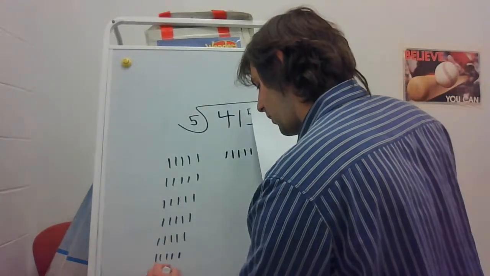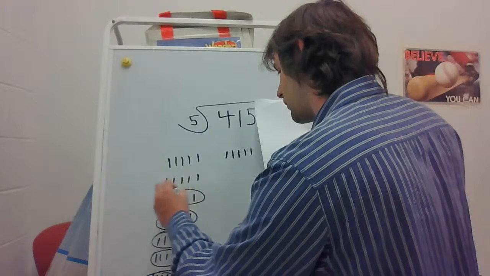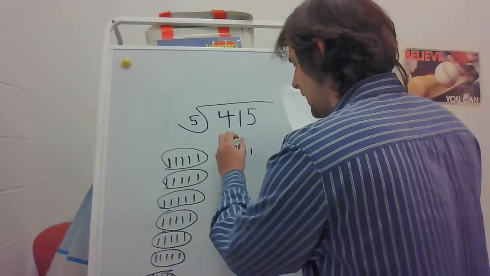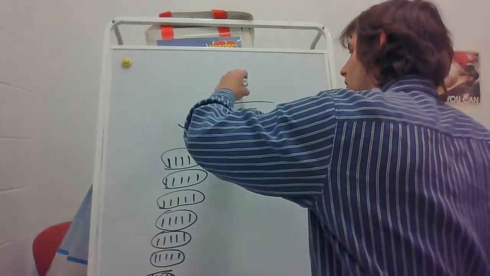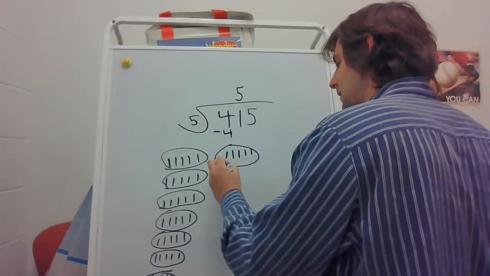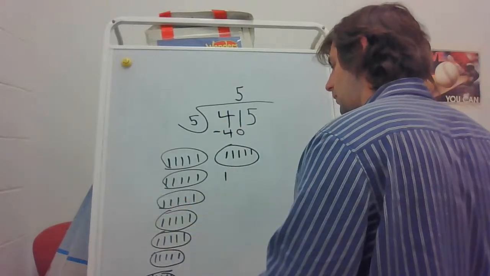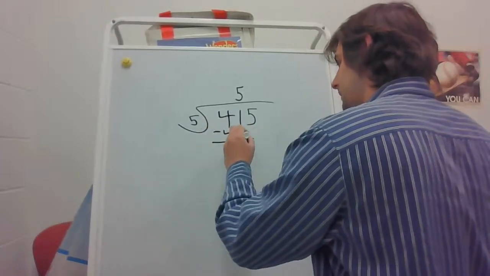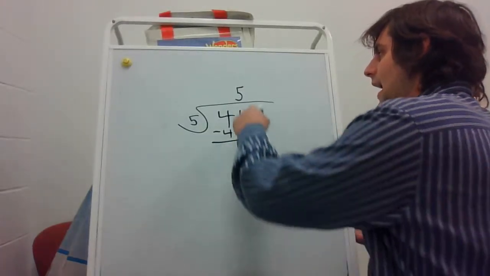So just like before, 5 goes into 41 8 times. Just like 5 goes into 40 8 times, 5 goes into 41 8 times. The only difference is that there is a remainder here. I was only able to get 40 tallies in, so we have a remainder of 1. 41 minus 40 equals 1. So 41 divided by 5 equals 8 with a remainder of 1.